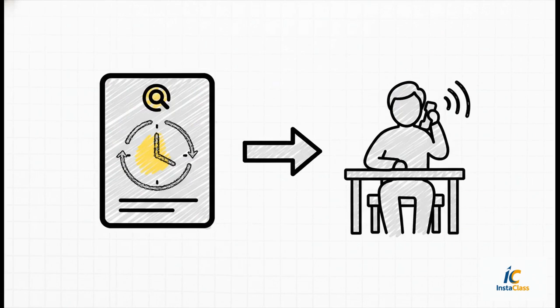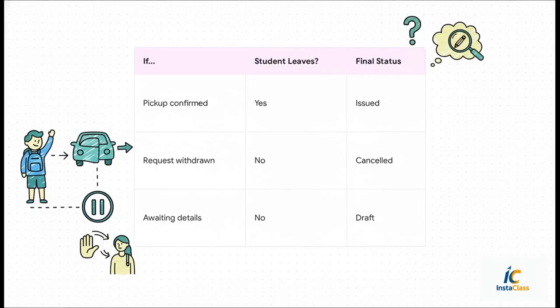Okay, so what if the parent just doesn't respond? The gate pass is just stuck on pending. In this case, the system can't decide for you. You have to fall back on your school's specific protocol. And you know what? That almost always means picking up the phone and calling the parent directly to get that verbal confirmation.